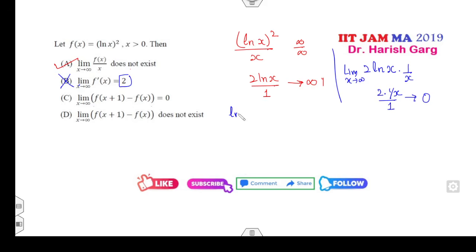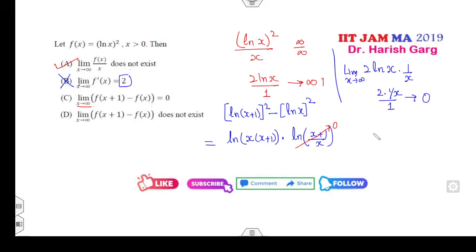F of x plus 1 ln of x plus 1 square minus ln of x whole square. A plus b, a minus b. If you add a plus b, I can use log m plus log n into log m minus n. When you take x approaches infinity, this value will be 0. Why? Because I can write as a x that will be log 1, 0 and that value goes to infinity. But he said 0 and he said limit does not exist. Correct options A and D are the right answers of the problem.